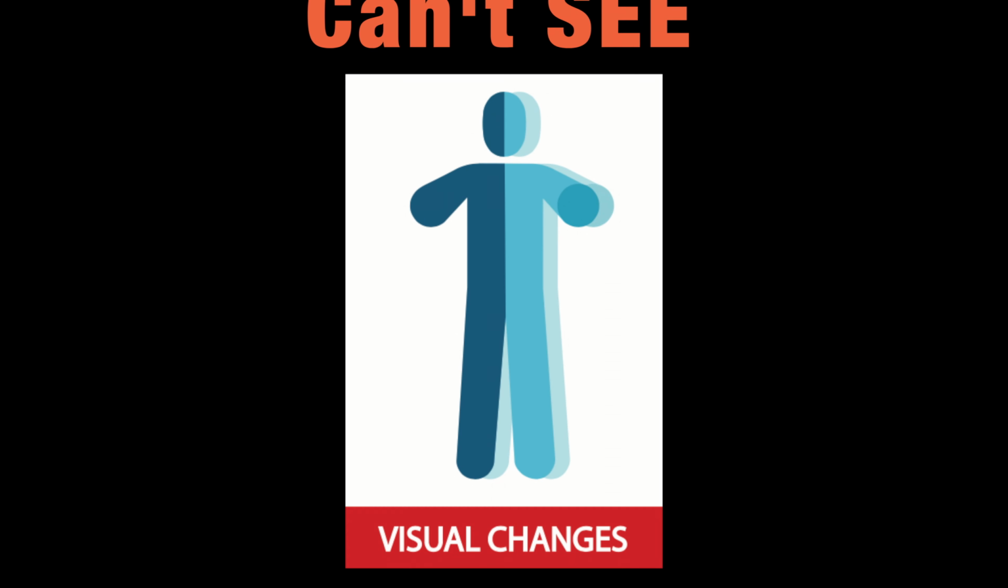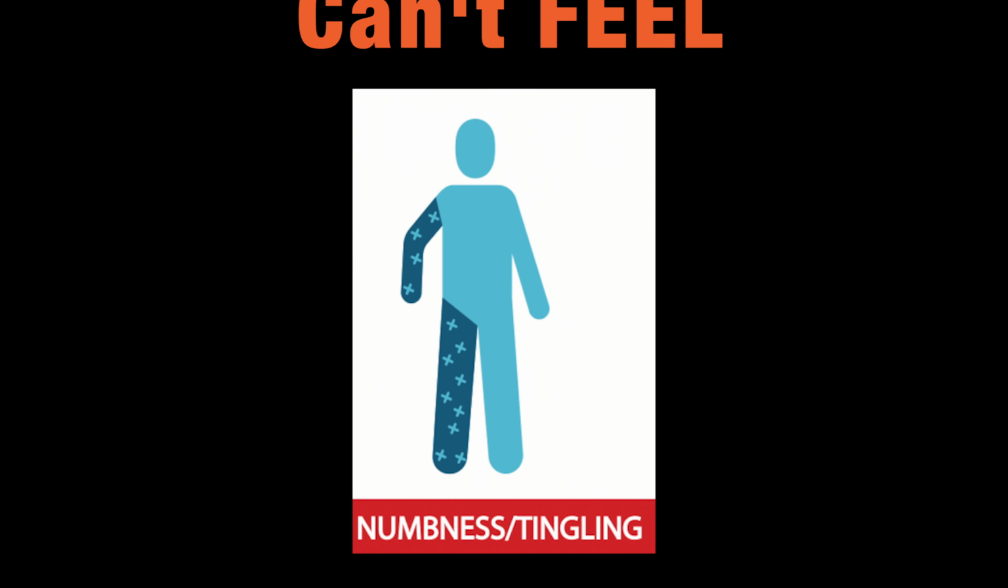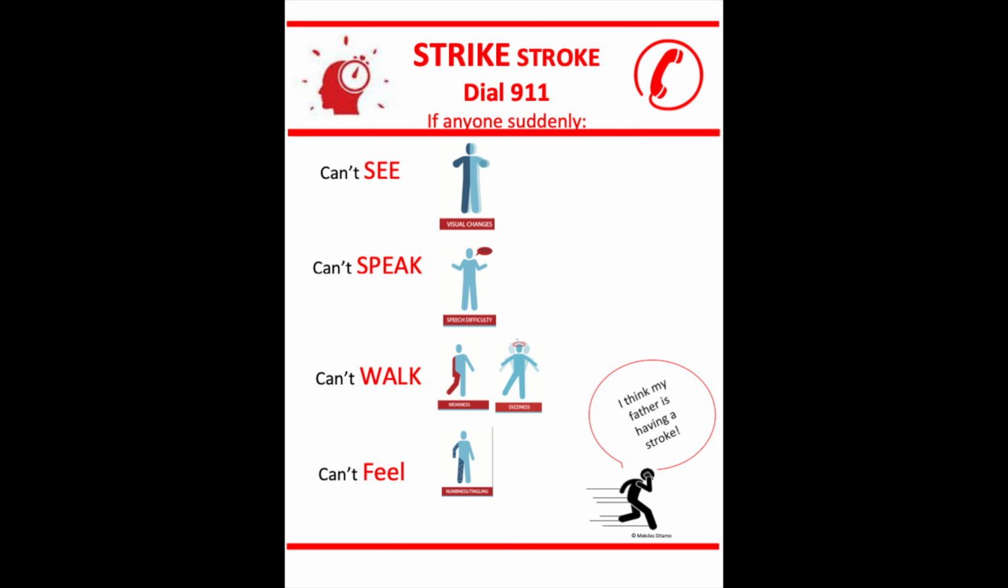Always remember to dial 911 if you or someone near you suddenly can't see, can't speak, can't walk, or can't feel. Let the operator know that you or someone near you might be having a stroke so that you or the individual near you can be transported to the nearby comprehensive or primary stroke center for rapid stroke analysis and tailored treatment.